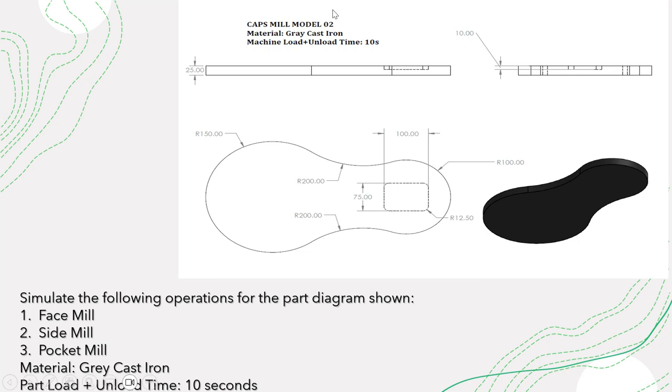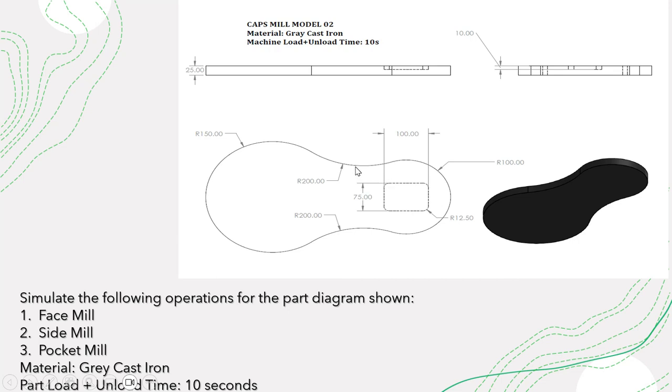Before we go over the creation of the geometry, let us try to understand how the part is going to appear. You can see that the outer circle has a radius of 150 mm, and the outer circle towards the right hand side has a radius of 100 mm. These two circles are connected by tangent circles with a radius of 200 mm on both sides. And there is a pocket of 100 cross 75 mm. It is a rectangular pocket, and it also has a corner radius of 12.5 mm on all four sides. The thickness of the part is 25 mm and the depth of the pocket is 10 mm.